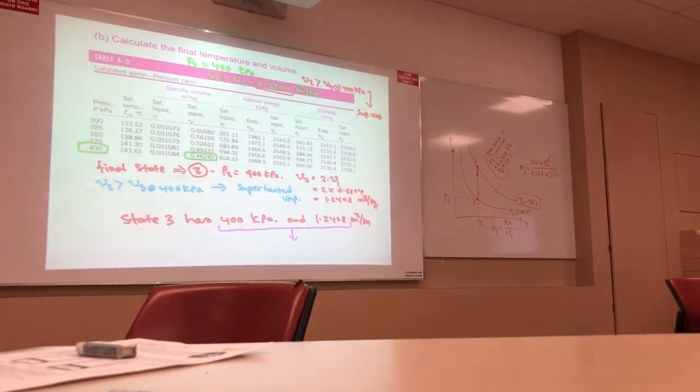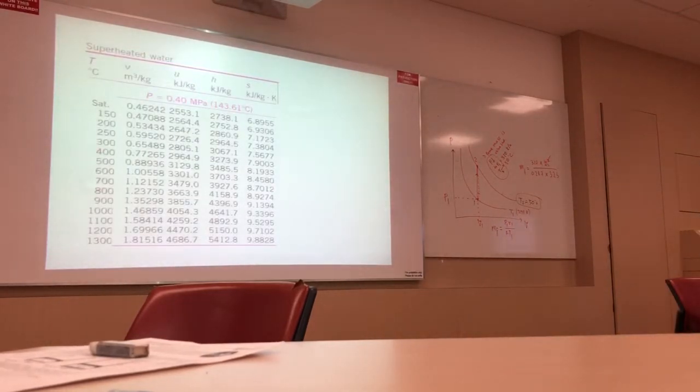Then you go to the superheated table. The superheated table indicates 400 kilopascal, that is 0.4 megapascal. And what is the specific volume? 1.2408. Where is the location of 1.2408? 1 point something is somewhere here, between 800 degrees and 900 degrees. Then I can write, this is the final temperature T3.